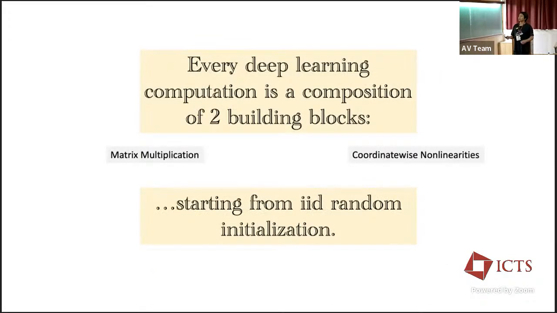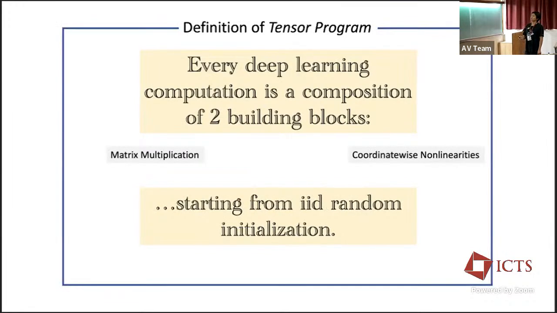And then the final piece of this statement, in order to make it universal, is that you do these computations starting from iid random initialization. That's essentially all of deep learning. And this is, more or less, the definition of a tensor program. You do these computations starting from iid random initialization. You can compose these however you want, and that will be a tensor program. What would not be a tensor program is if you have weird nonlinearities that are not entry-wise.